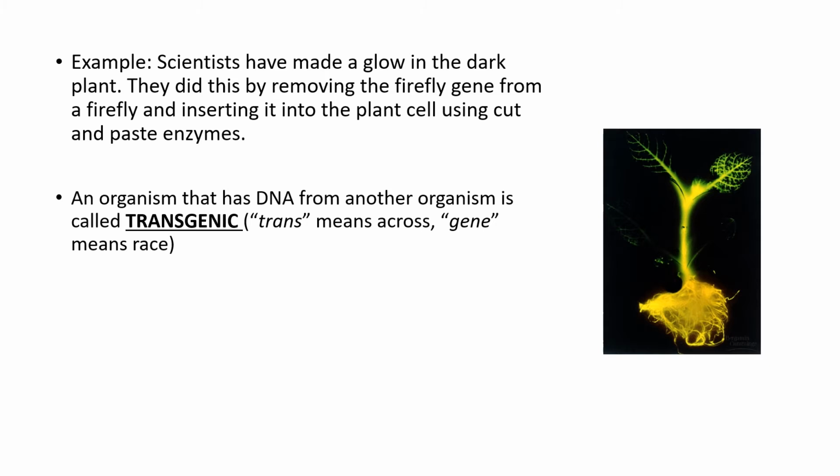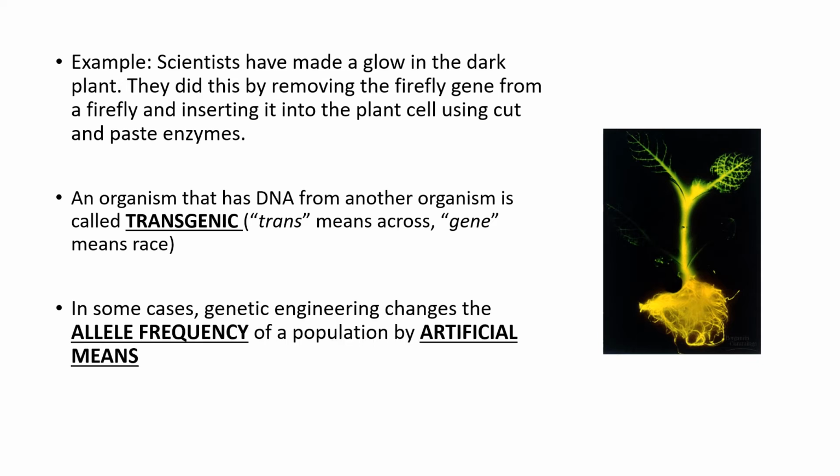Any organism that has DNA that comes from another organism is considered to be transgenic, where trans means across and gene means race. In some cases, genetic engineering changes the allele frequency of a population by artificial means, which means that you can end up with an allele showing up more or less frequently than it normally would under natural reproduction.